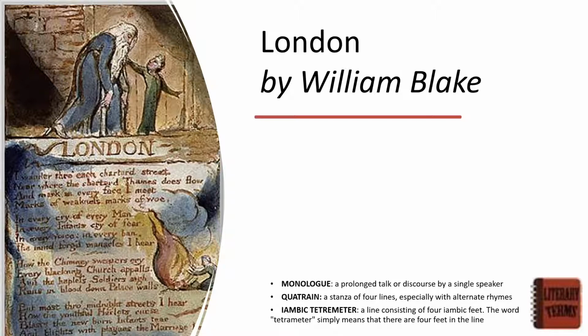So we've got those first 3 lines: I wander through each chartered street near where the chartered Thames does flow, and mark in every face I meet. Hopefully you could hear that pattern building, and that's called a meter. Well, that suddenly changes as soon as our speaker's confronted by misery: marks of weakness, marks of woe. That's different. We don't have that same rhythm there. And if, as I've said, you want to explore that further, that's quite a complicated idea, but that's a little challenge for those of you who want to go and do more.